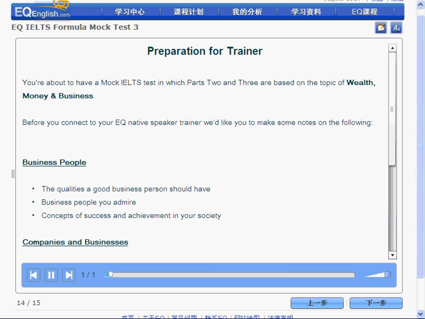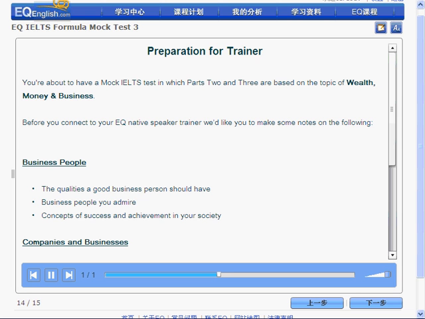You're about to have a mock IELTS test in which parts 2 and 3 are based on the topic of wealth, money and business. Before you connect to your EQ native speaker trainer, we'd like you to make some notes on the following. Business people. The qualities a good business person should have. Business people you admire. Concepts of success and achievement in your society.